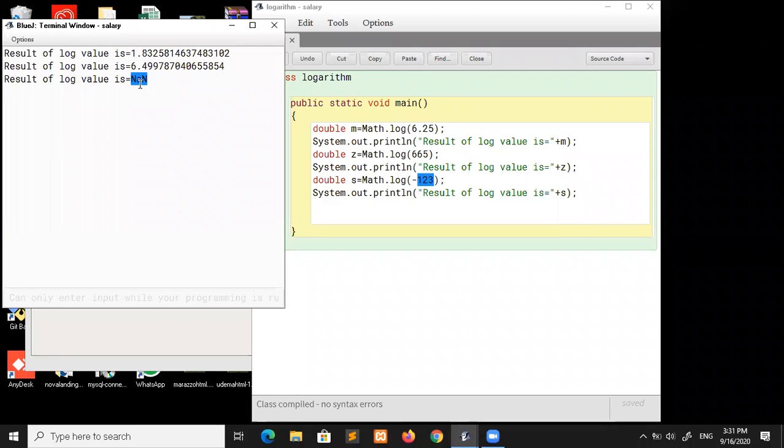After completing that, just take a screenshot of this. Done, ma'am. Okay, fine. So here we have completed the logarithm function.